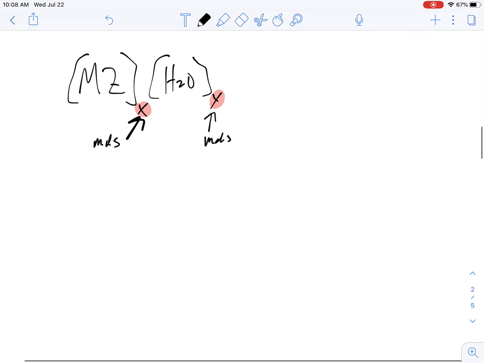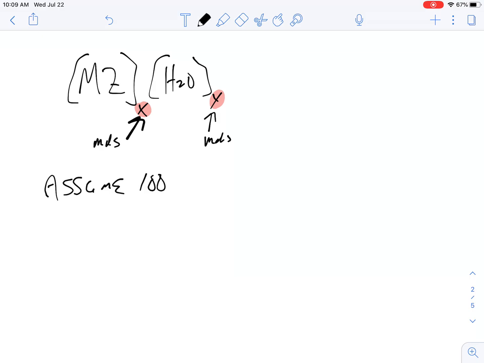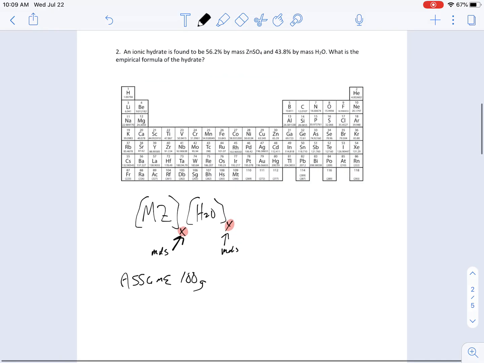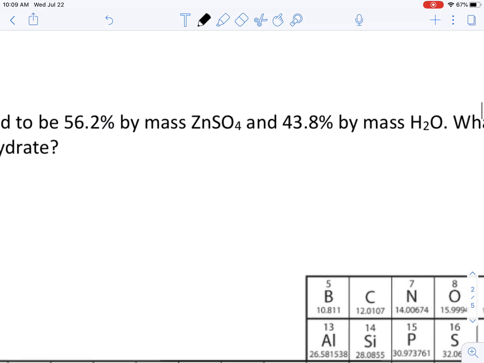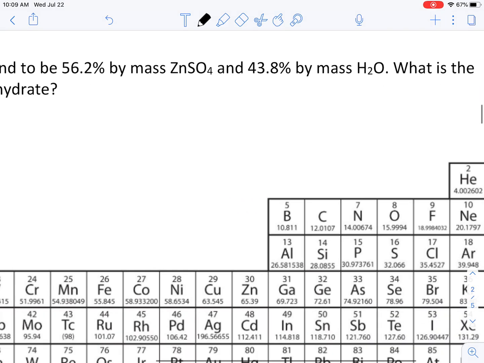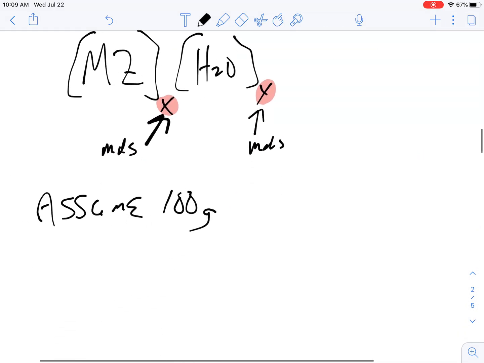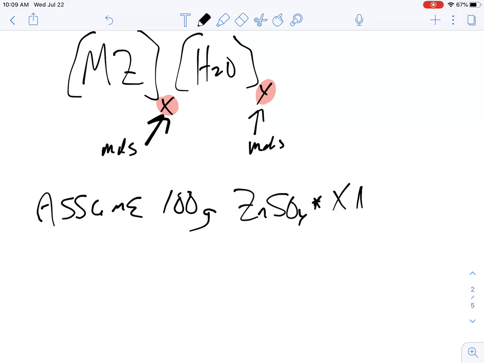It's a percentage problem. So because it's a percentage problem, I'm going to keep my life easy, and I'm going to assume that I have 100 grams of this compound. And apparently it is ZnSO4 and water. So apparently I have 100 grams of ZnSO4·X H2O, and that's, I suppose, keeping things real here, Y H2O, so it's the same number that's there. So all I got to do is figure out what X and Y are.